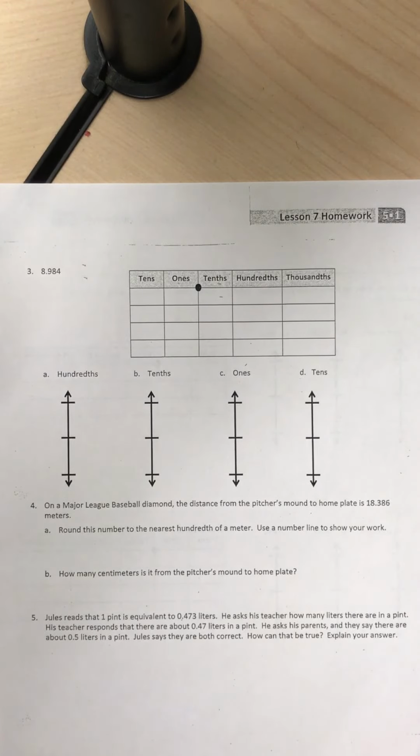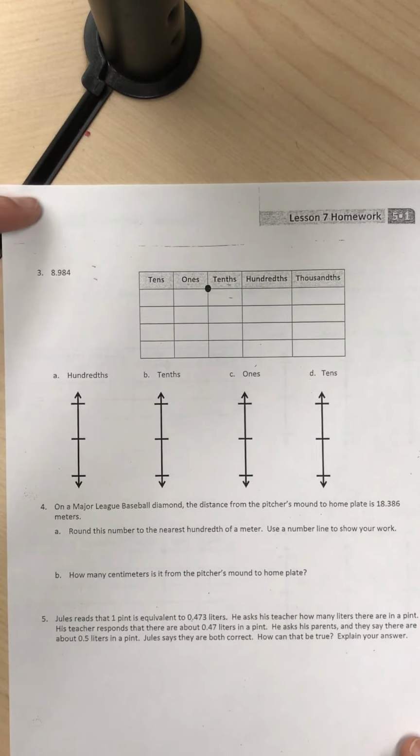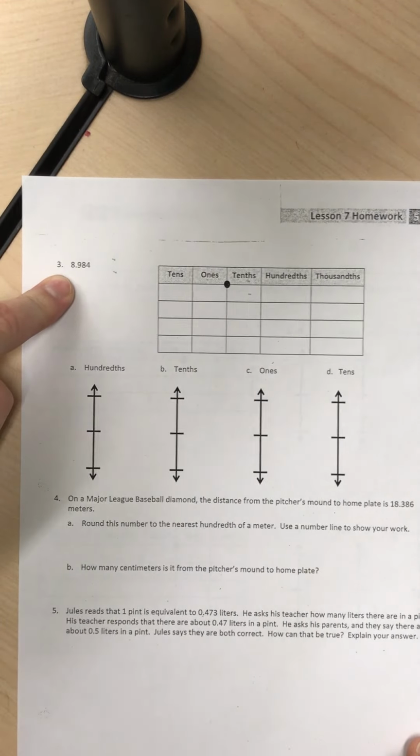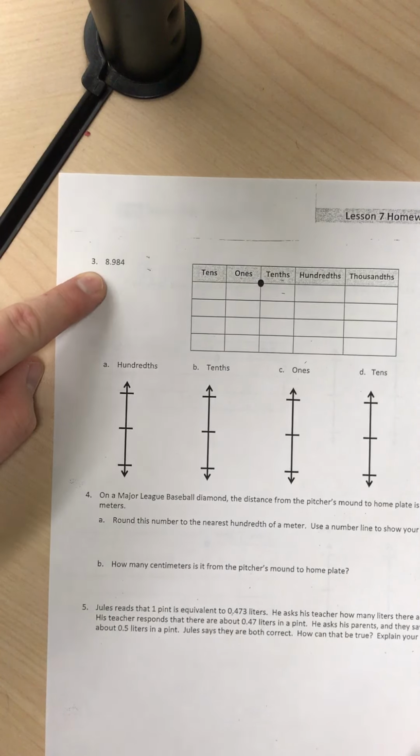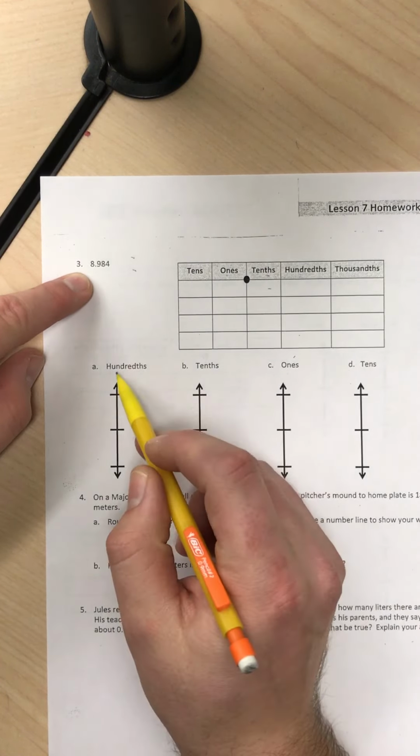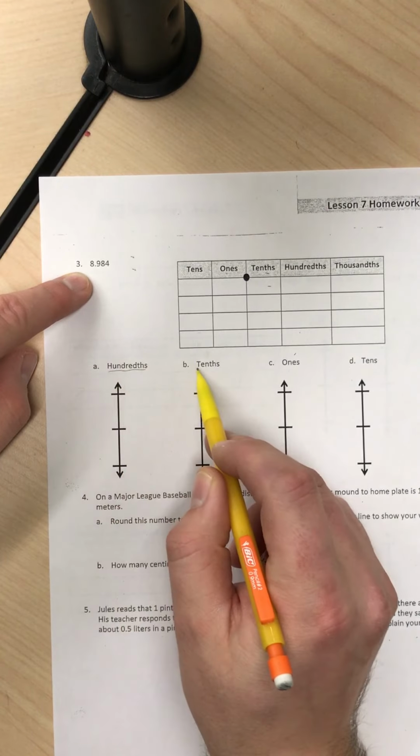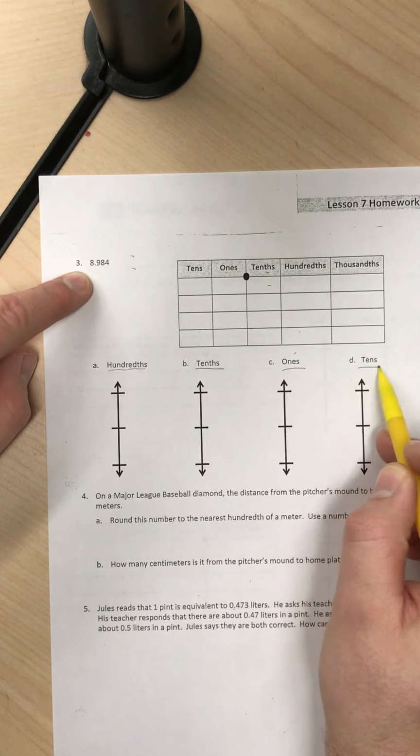Hello, parents and students. I just wanted to provide another example of rounding using our place value understanding. So this is on lesson 7 homework, and we're going to look at problem number 3, which asks us to work with the number 8 and 984 thousandths. So we're asking to round that number to the nearest hundredths, tenths, ones, and tens.